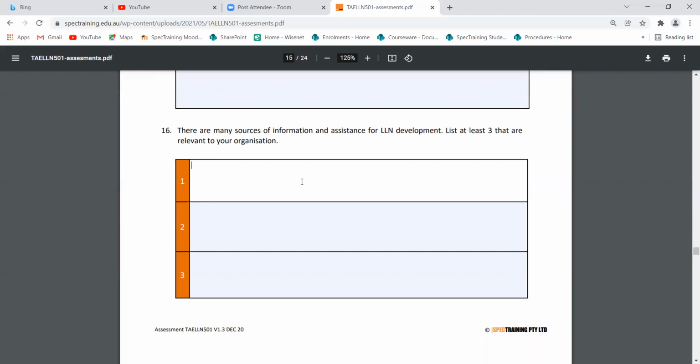Okay, so there are many sources of information. So what you could do here for this question, you could say, all right, well, we've got LN support people on staff, or maybe we've got an ESL department, or maybe there are some ESL, English as a second language, schools that we could send people to around the corner. Maybe there are some websites that we could recommend. Maybe we have simplified handouts, so to speak. Okay, so just think about any resources and sources of information.